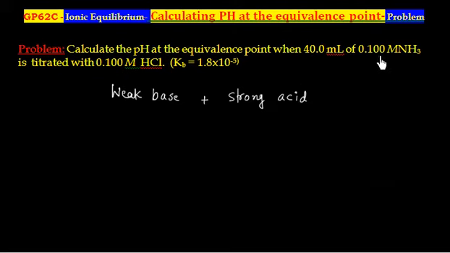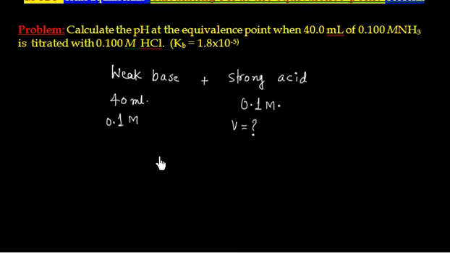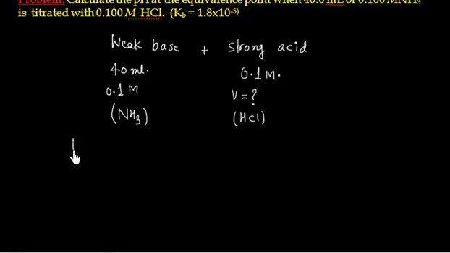Now we have 40 ml of 0.1 M NH3. So the weak base is 40 ml, 0.1 M, and this acid is 0.1 M. Volume is not given for the acid. We will have a reaction of NH3, that is the weak base, and a strong acid, HCl. So you see we will have a reaction of NH3 plus HCl, it will form NH4Cl.